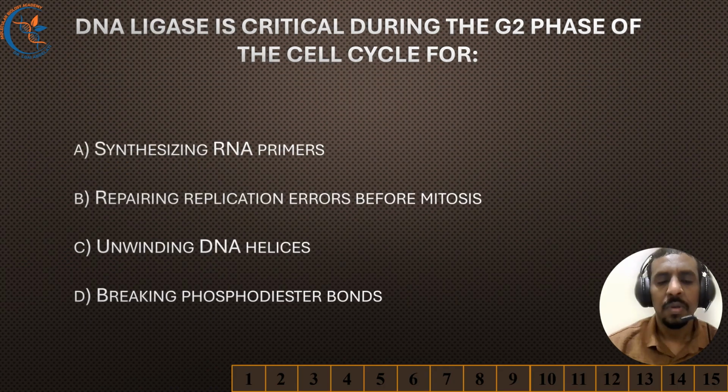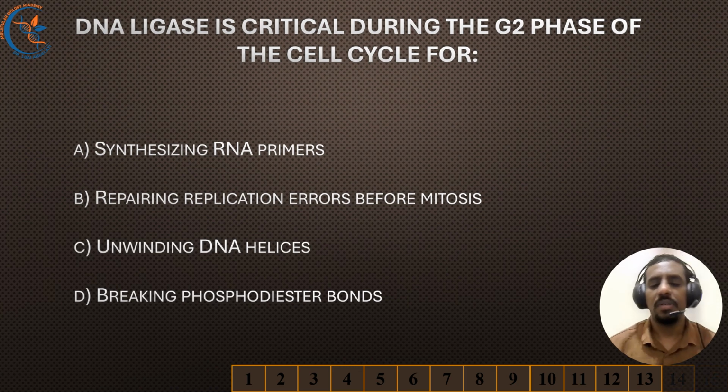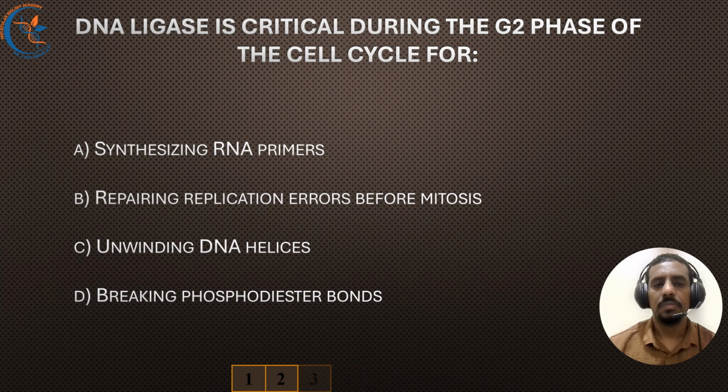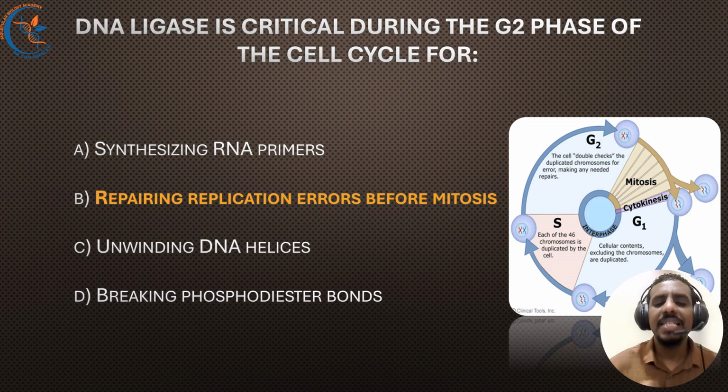Let's move on. Okay, the last question we have today. DNA ligase is critical during the G2 phase of the cell cycle for... The correct answer is repairing replication errors before mitosis. Actually, during G2 phase, DNA ligase seals nicks from the repair processes, ensuring genomic integrity before cell division.